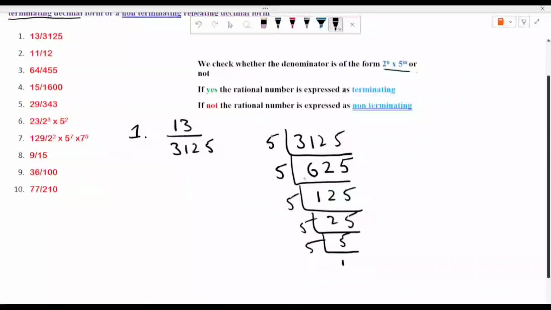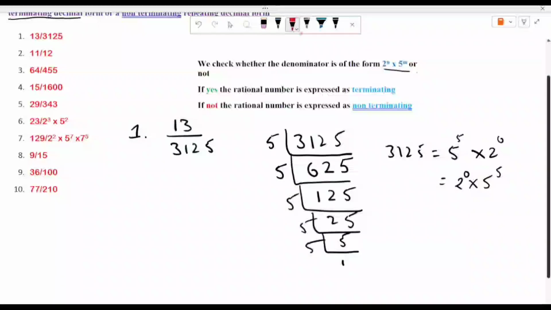So 3125 can be written as 5 to the power of 5, counting 1, 2, 3, 4, 5. It can be expressed in this form. There is no 2, so I can write it as 2 to the power of 0 into 5 to the power of 5, where 2 to the power of 0 is 1. 1 into 5 to the power of 5 gives 5 to the power of 5 only. So 3125 can be expressed in this form.